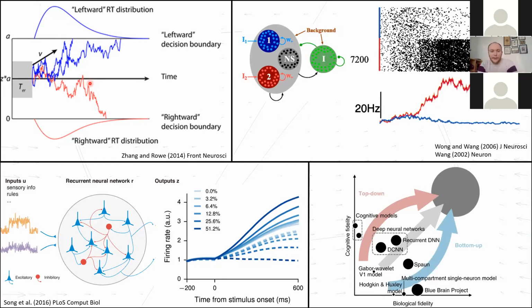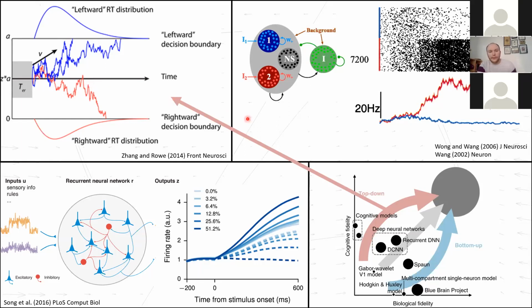So this is an example of a cognitive model. It can very accurately capture the reaction times and the percentage of correct trials, but it doesn't describe what the neurons in the brain are doing to make this decision.